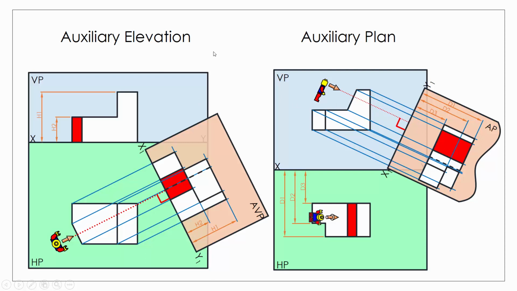And in both cases of our auxiliary elevation and our auxiliary plan, what we're doing is basically moving ourselves around the object, either walking around the object like in an auxiliary elevation, or looking at the object from a slope as in our auxiliary plan.